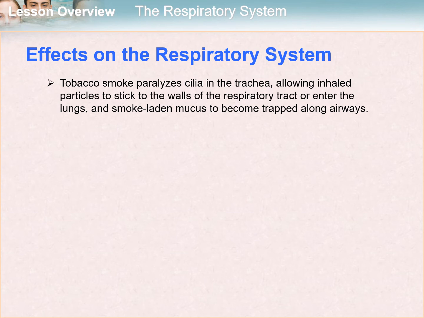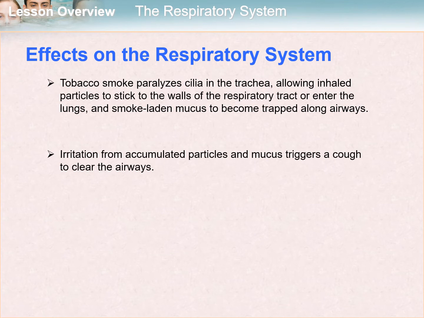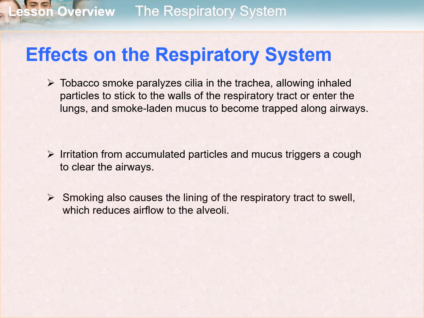Another effect of tobacco smoke is that it paralyzes the cilia in the trachea, allowing inhaled particles to stick to the walls of the respiratory tract or enter the lungs, and smoke-laden mucus to become trapped along airways. This irritation from accumulated particles and mucus triggers a cough to clear the airways. Smoking also causes the lining of the respiratory tract to swell, which reduces airflow to the alveoli.